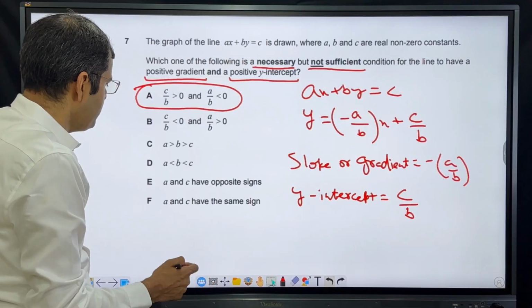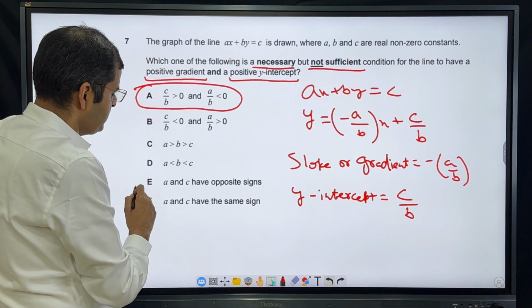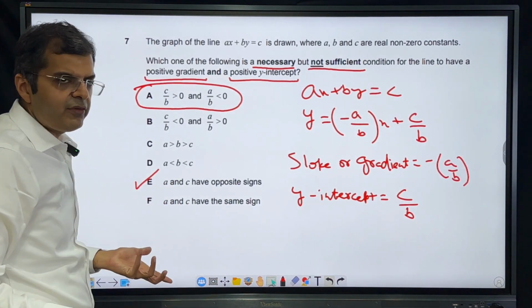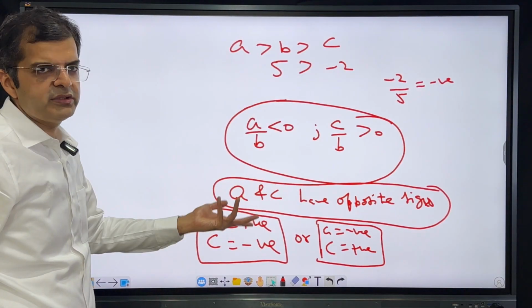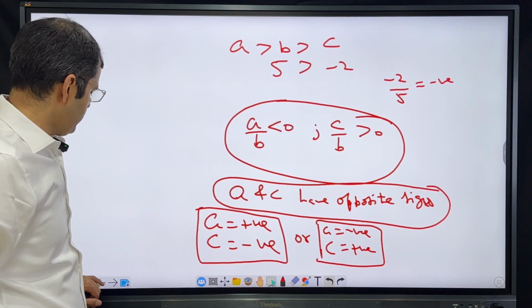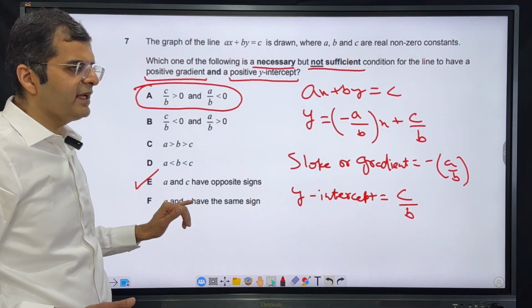So answer option E, A and C have opposite signs, is correct. Let's check answer option F: A and C have the same sign. This is not correct, because they have opposite signs. So answer option E is the correct answer option.